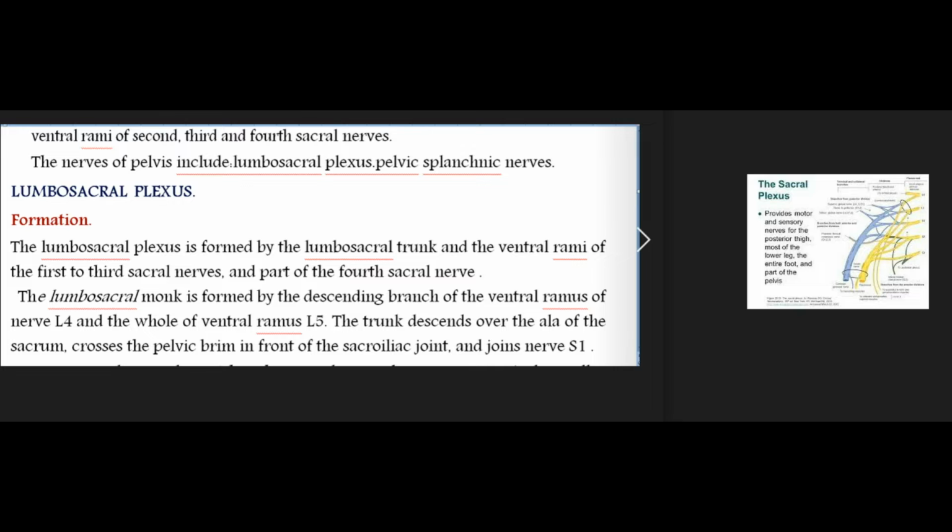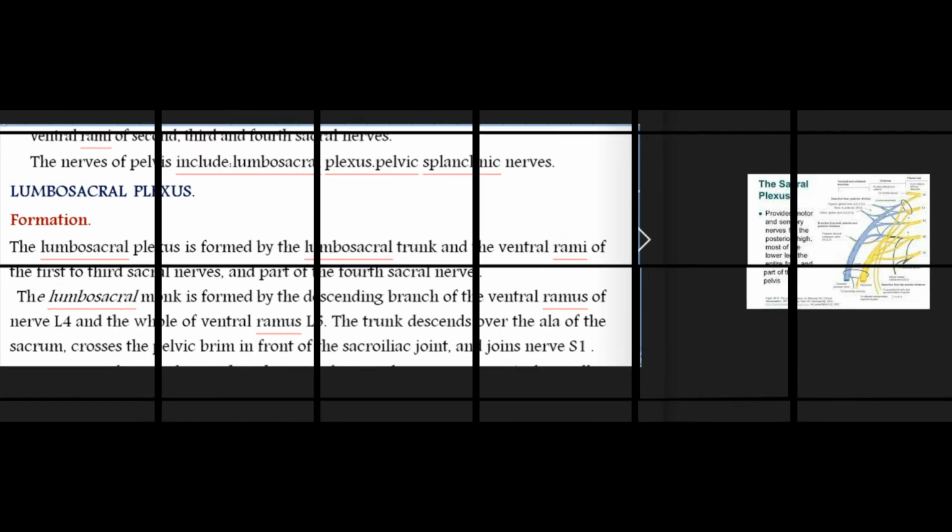Formation. The lumbosacral plexus is formed by the lumbosacral trunk and the ventral rami of the 1st to 3rd sacral nerves, and part of the 4th sacral nerve. The lumbosacral trunk is formed by the descending branch of the ventral ramus of nerve L4 and the whole of ventral ramus L5. The trunk descends over the ala of the sacrum, crosses the pelvic brim in front of the sacroiliac joint, and joins nerve S1.